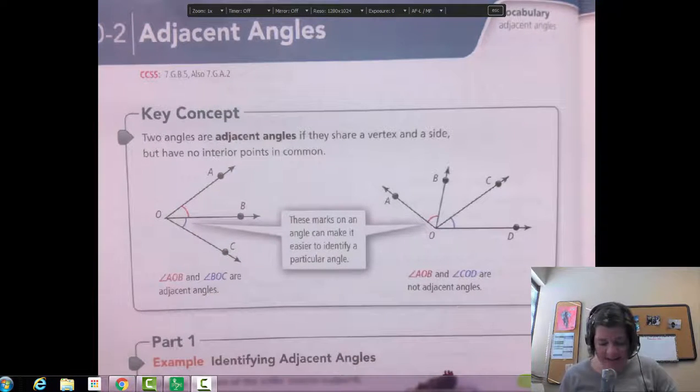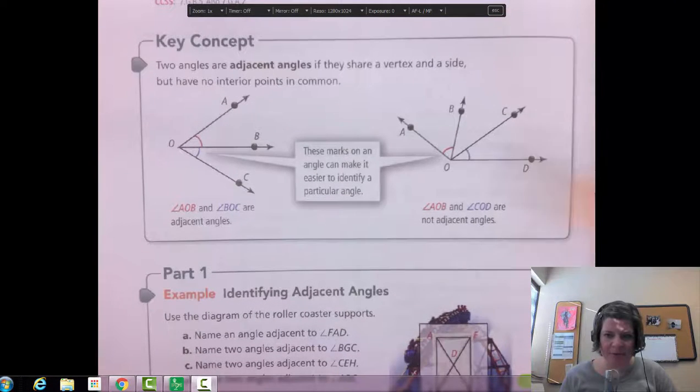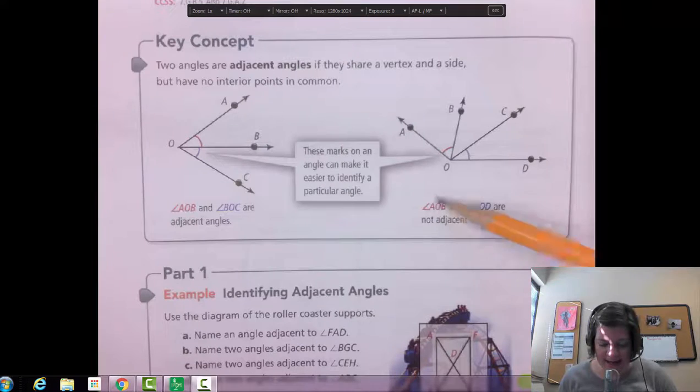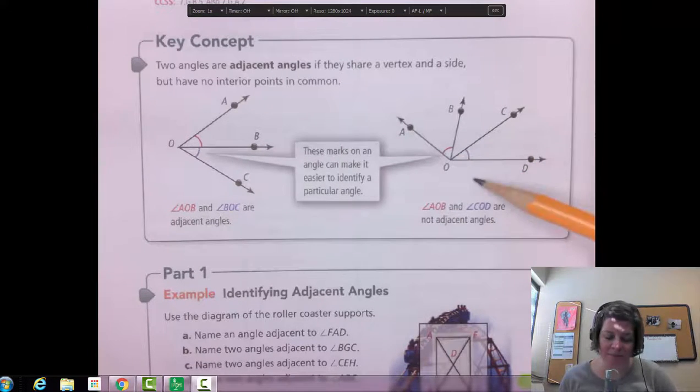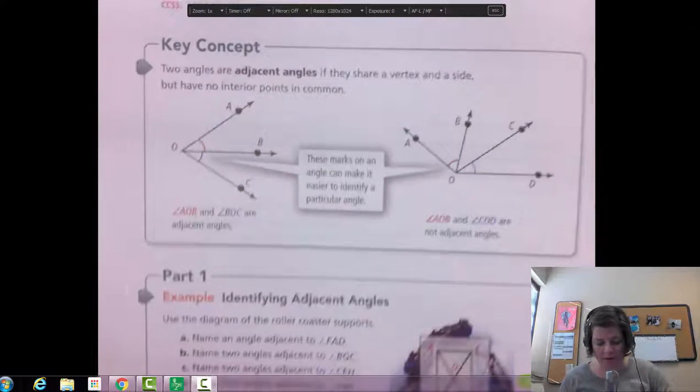So let's look down here at this example. They're saying that red and blue are not adjacent here. Okay, and we know all the way across and small is not as well.